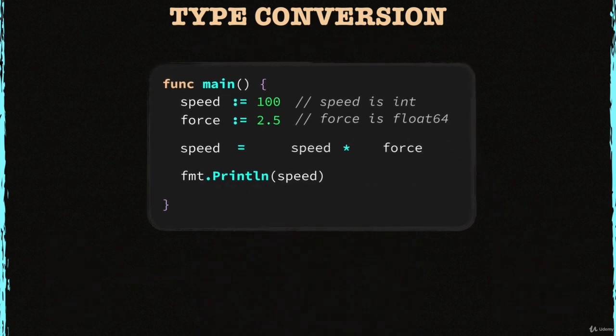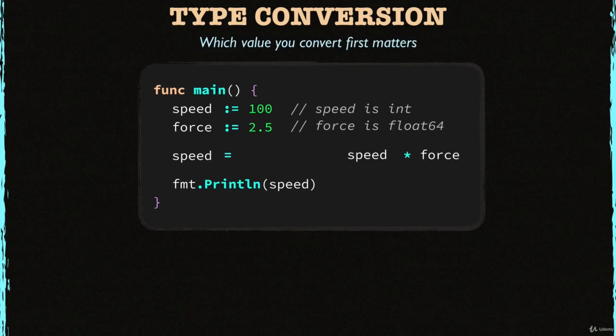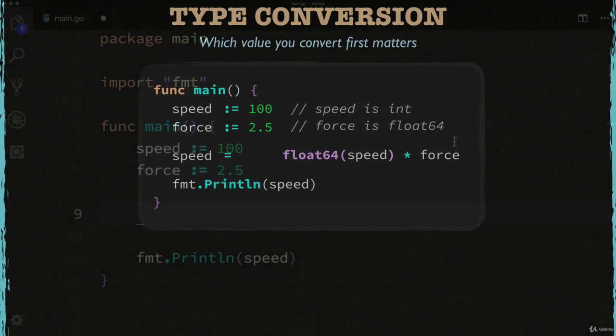Now let's talk about how to solve the previous information destruction problem. So instead of converting the force variable, this time let's first convert the speed variable. However, this is not enough. It's because the speed variable is not a float64, it's an int. If I would run this, Go compiler would terminate. Let me show you the same code in the editor.